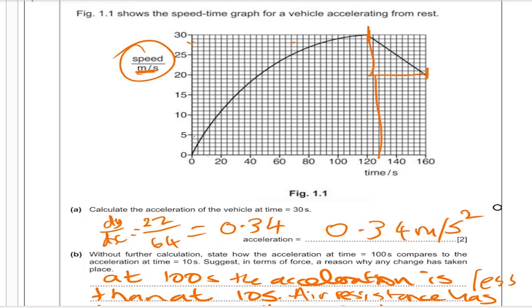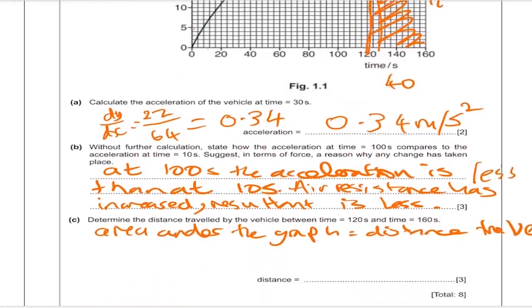So I've got a triangle here, and I've got a rectangle here. From this rectangle, I know that I've got 20 times by 40, which is going to give me this area. But I also need this area here. To calculate that, I need the change in height, which is in this case 40 again. But because it's a triangle, I need to then divide that by 2. So 40 times by 20.